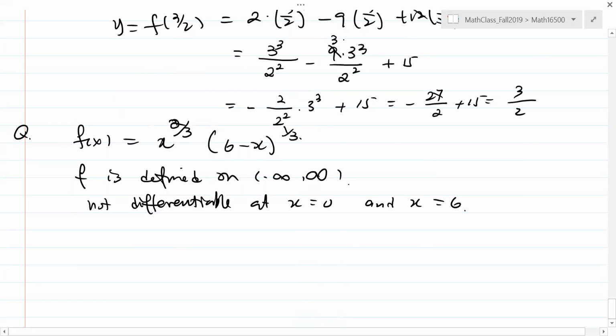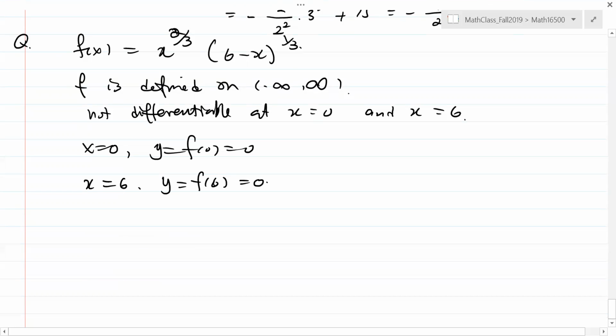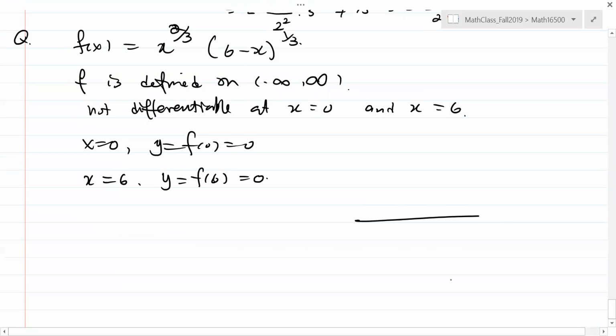Well, clearly there are some points here, right? x equals 0, x equals 6. So when x equals 0, y is also 0. When x equals 6, y equals f of 6 is 0. So the graph passes through, or touches, these 2 points, right?